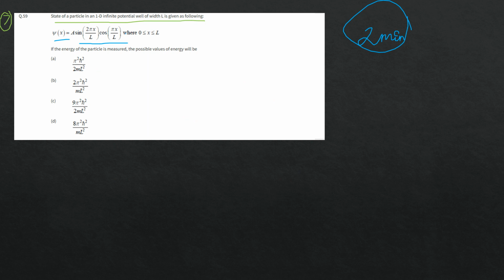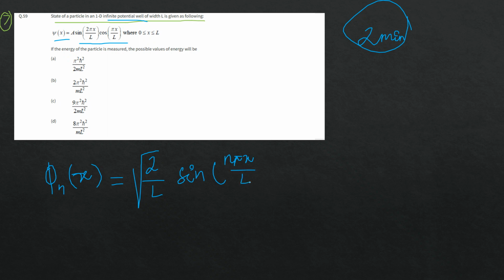For this infinite potential well of width L in 1D, the wave function phi n of x is root over 2 by L sine n pi x by L, where n is 1, 2, 3, 4, 5, 6. What is the energy? E n is simply n square pi square h cut square divided by 2 m L square.